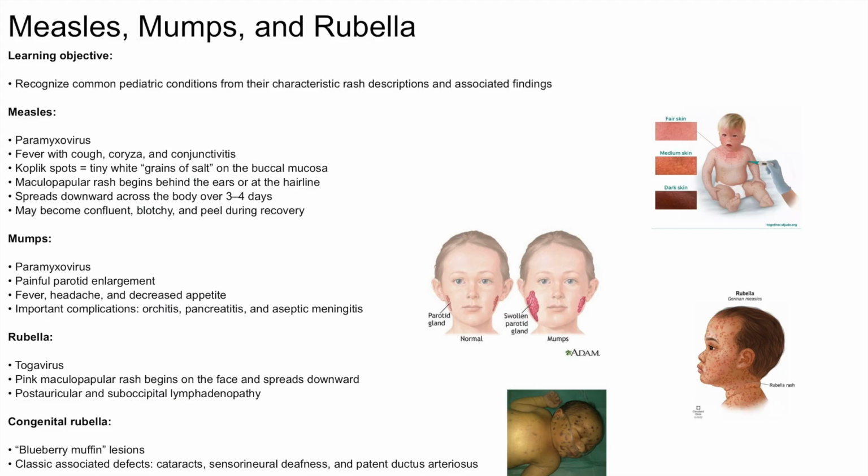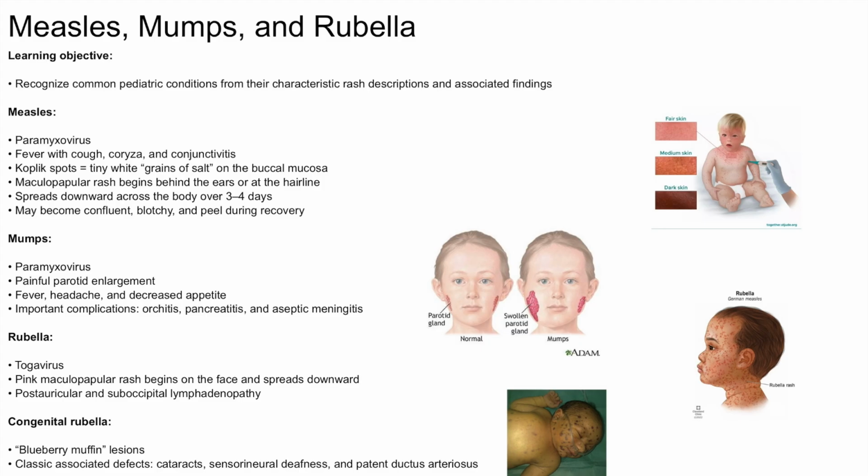And finally, we're just going to wrap up with a little bit of pediatrics here. So measles begins with high fever and the 3 C's, which are cough, coryza, and conjunctivitis. Koplik spots are tiny white grains of salt on the buccal mucosa, followed by the maculopapular rash that begins near the hairline or behind the ears and spreads downward, often becoming confluent.